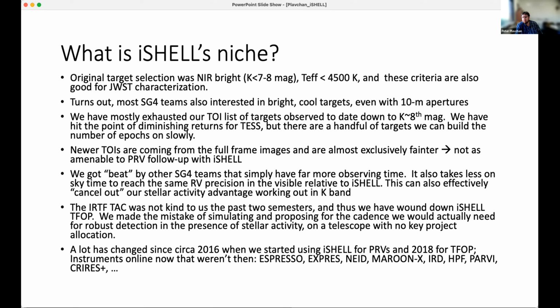We're also challenged by other SG4 teams having far more observing time. And it was also harder to reach the same RV precision, in terms of photon noise RV precision at K-band compared to visible wavelengths, which kind of canceled out our stellar activity advantage working out in the K-band.